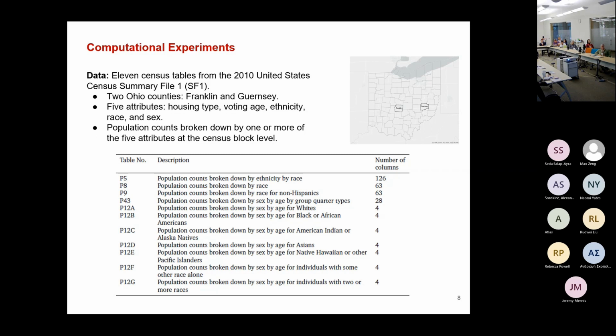These 2 counties represent different demographic compositions and population sizes across the United States. So that's the reason why we select these two counties as the study area. We want to simulate an individual level data set at the census block level, and each individual is expected to have 5 attributes, and we list the attributes here. And accordingly, the tables we selected contain the population counts broken down by 1 or more of these 5 attributes at the census block level.